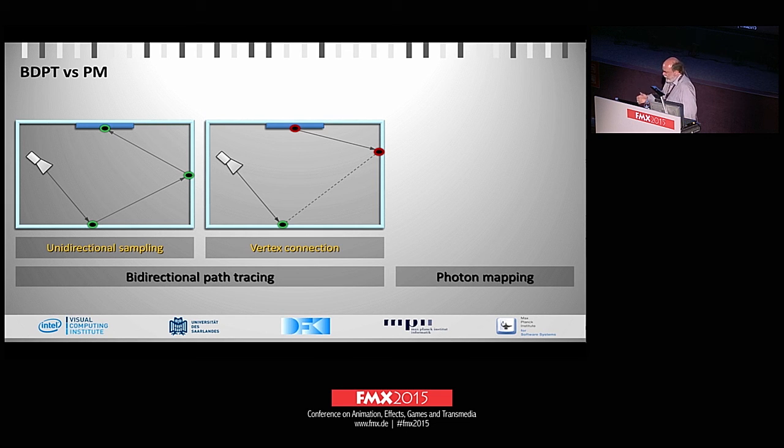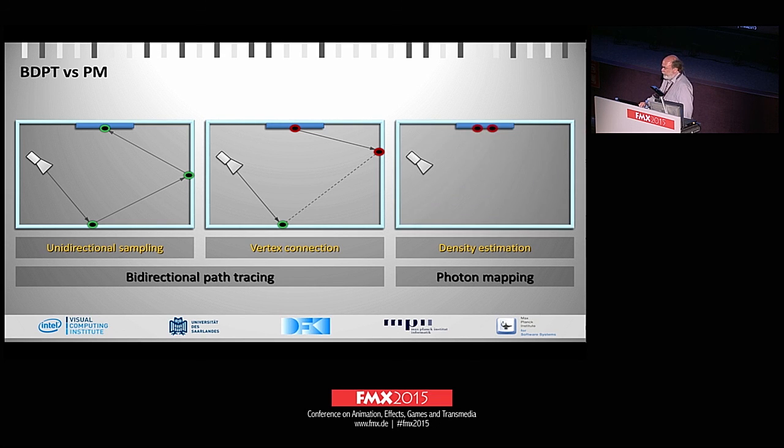So that's the connection step. And then in photon mapping, again, it's using a completely different mathematical framework, not Monte Carlo sampling, but density estimation. You start from the light source, tracing photons into the environment wherever they hit the surface. You deposit these photons here. You store that in a photon map. These are the red dots here.